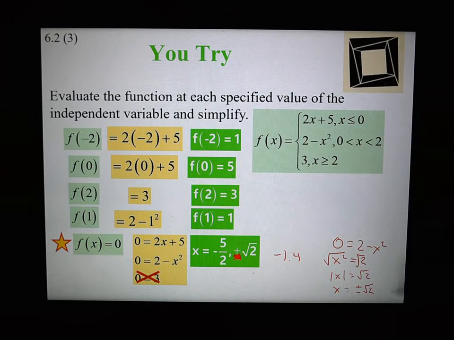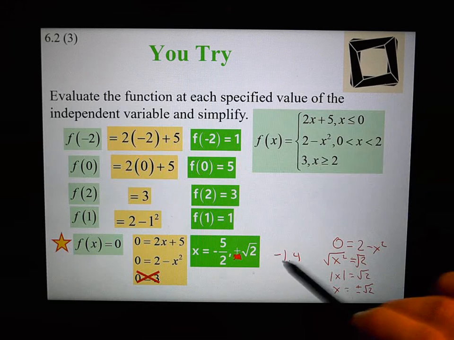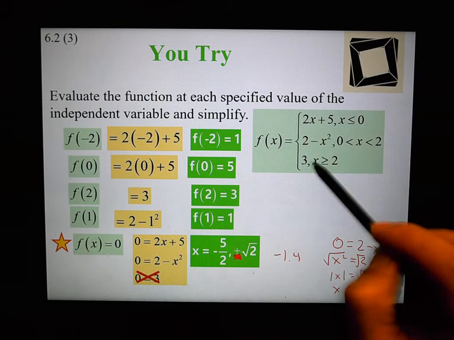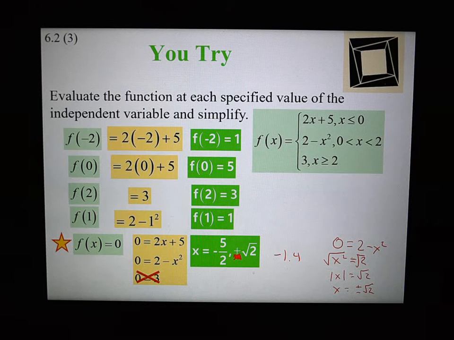And apparently I just wrote down plus or minus root 2, and I didn't check to see, well, is negative 1.4 in there? And it's not, so I have to eliminate that possibility. Same goes for this one. 0 will never equal 3, so I can't use that. That will not provide me any solutions. Okay, I hope that makes sense to you.